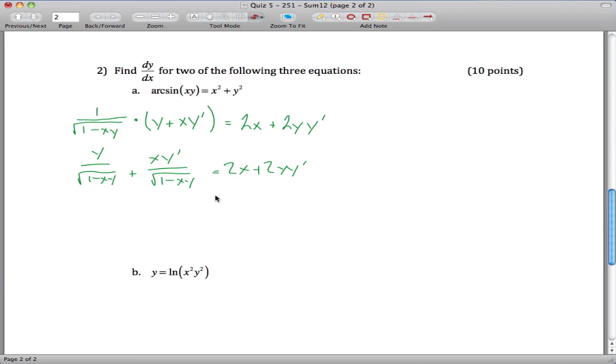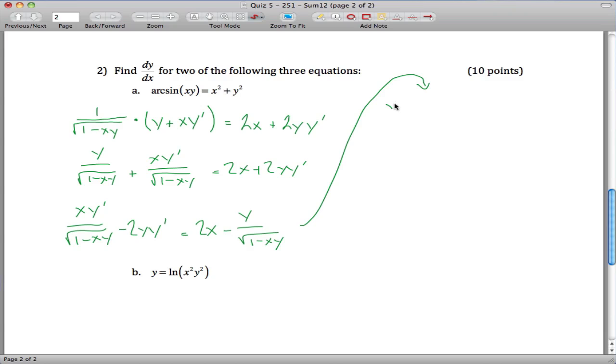And now get all the terms with the y prime on the same side of the equation. xy prime divided by the square root of 1 minus xy, minus 2y prime, equals 2x minus y divided by the square root of 1 minus xy. Now I can factor out a y prime. You're left with x divided by the square root of 1 minus xy, minus 2y, equals 2x minus y divided by the square root of 1 minus xy.